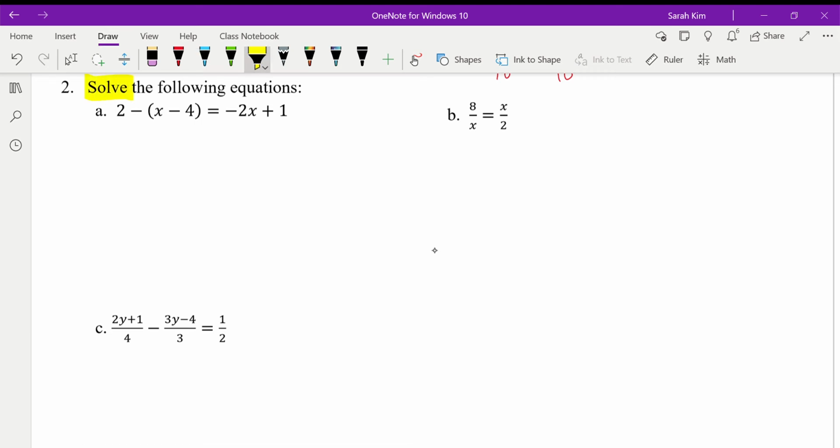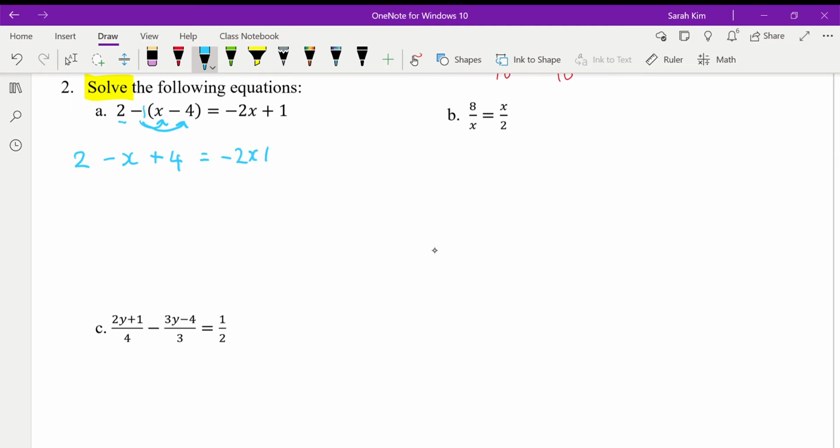Alright, same thing, solve the following equations. So first thing you have to do, hopefully you understand that you have to get rid of that bracket, so expanding it out. So I'm going to copy that 2 down because nothing happens to it. So -1 technically times x, so -x. -1 times -4, well, they're both negative numbers, so it turns into a positive.